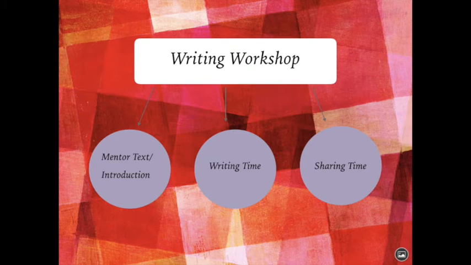Writing workshop is based upon the idea that students learn to write best by writing frequently and for extended periods of time about topics that are familiar to them. The 3 main parts of this student-centered approach include mini lesson with mentor text and introduction, writing time, and sharing time. The mini lesson with mentor text and introduction is a vital part of the process because it allows the students to see a good example of an author using the writing concept that is being taught that day.